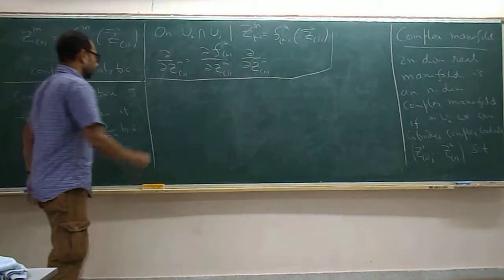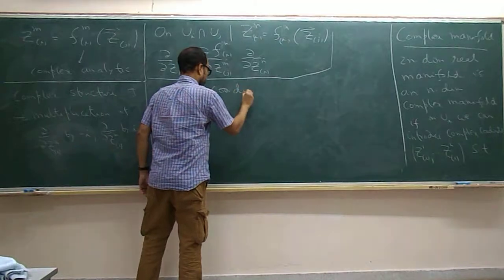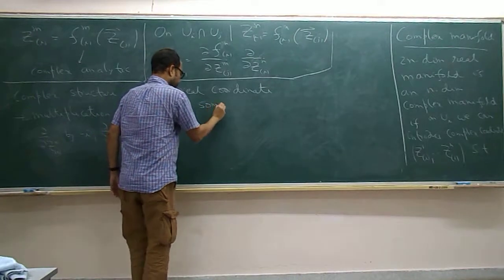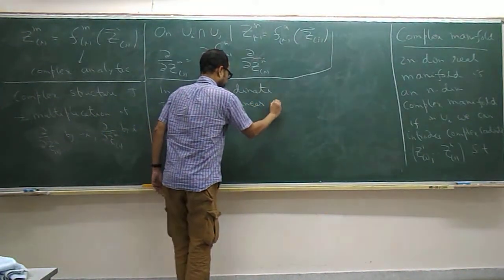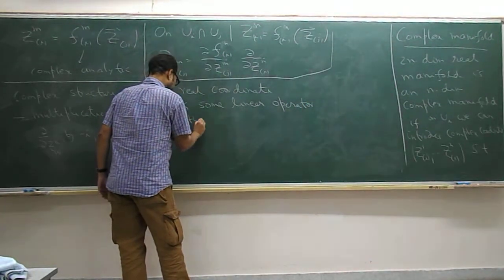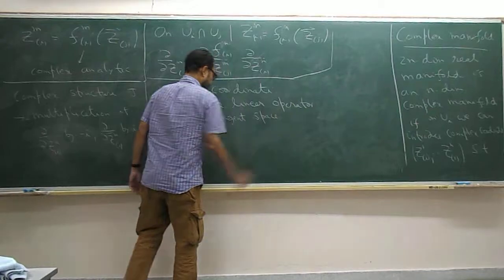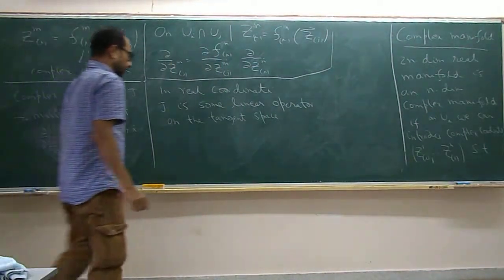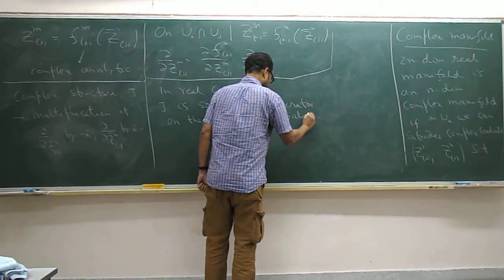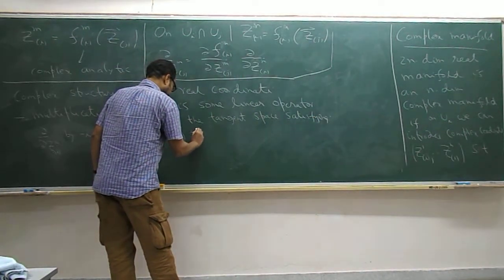So, in real coordinates, J is some linear operator on the tangent space satisfying two conditions. First, J squared is minus 1.